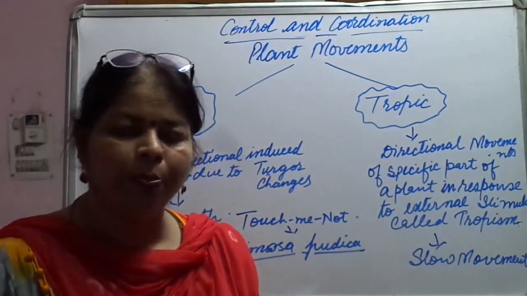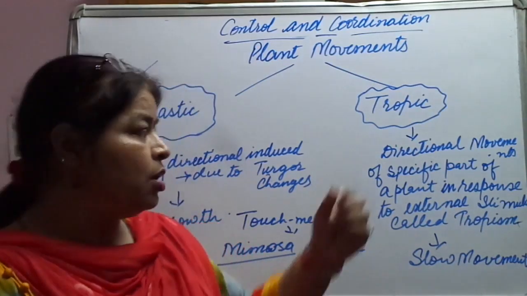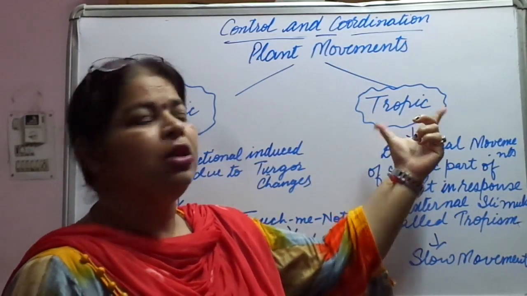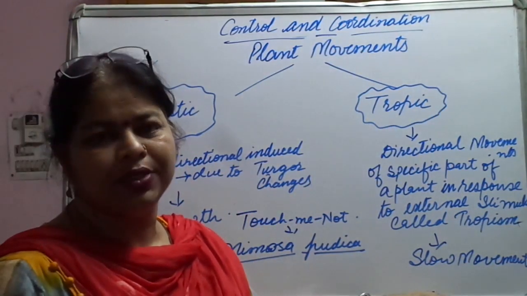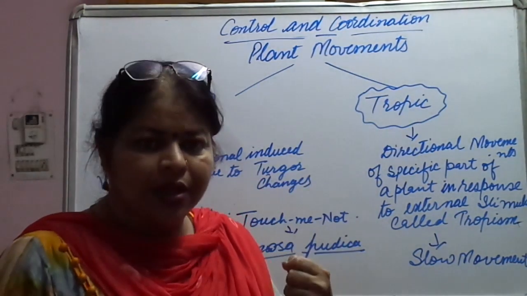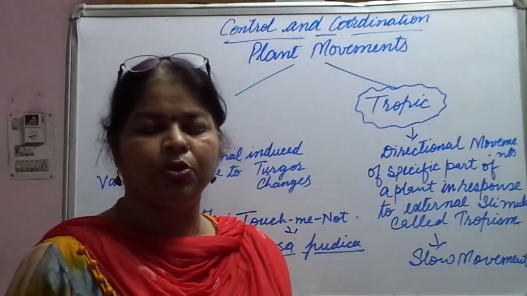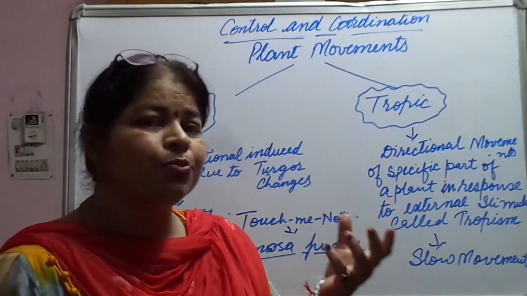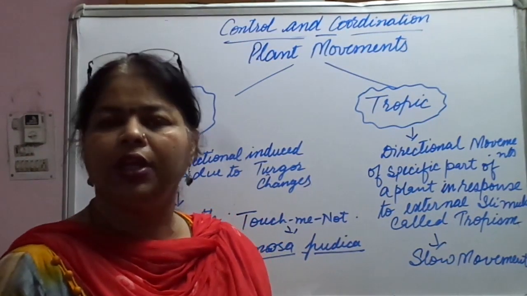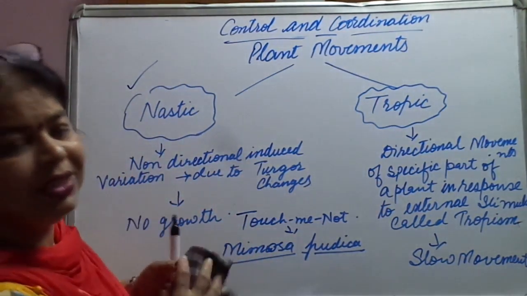What do we call them? Tropic movements, and the phenomenon is known as tropism. Movements are called tropic movements and the phenomenon is known as tropism. These movements are very slow as compared to nastic movements. If you touch the leaves, they quickly curl inside, but tropic movements are very slow, because according to the stimuli they show very little growth, a slow process. So now let us discuss tropic movements in detail.